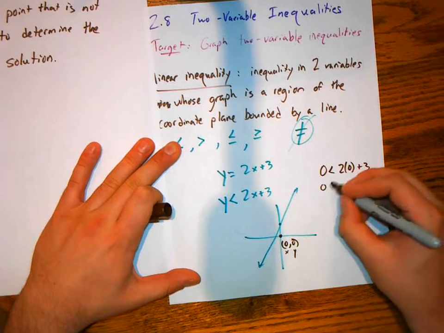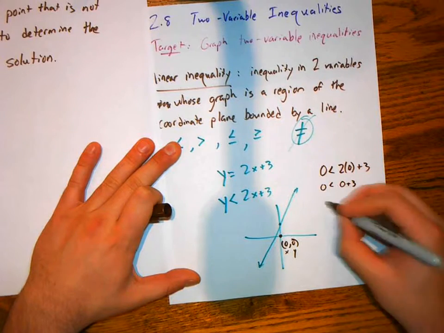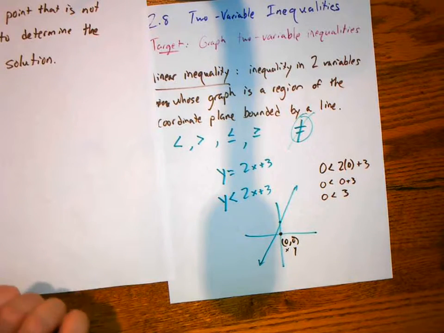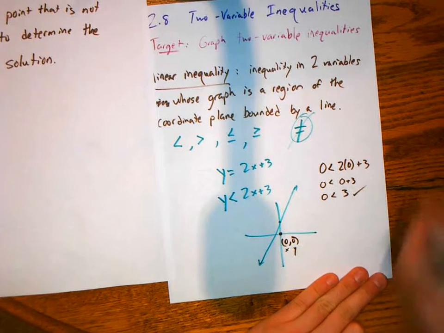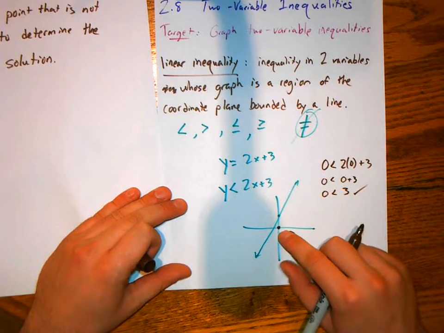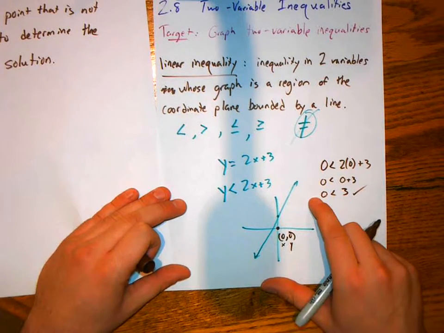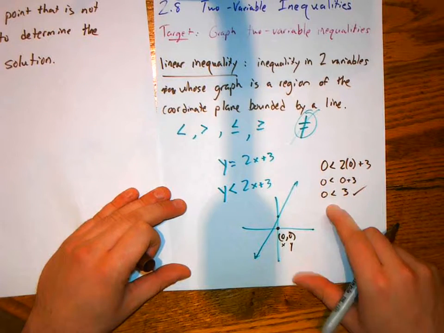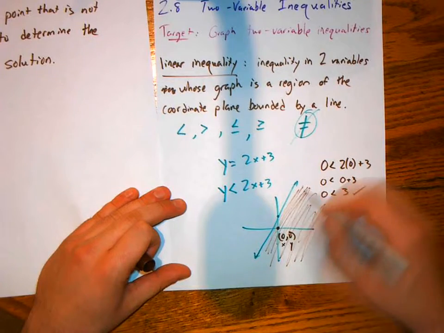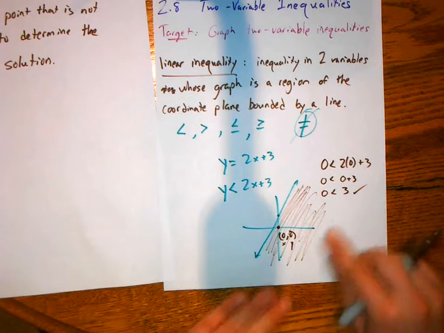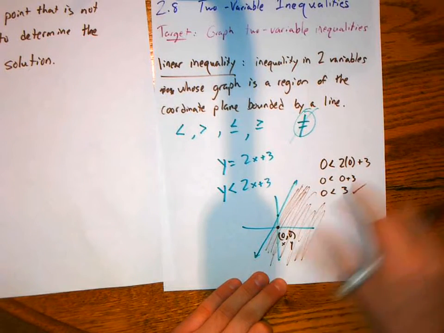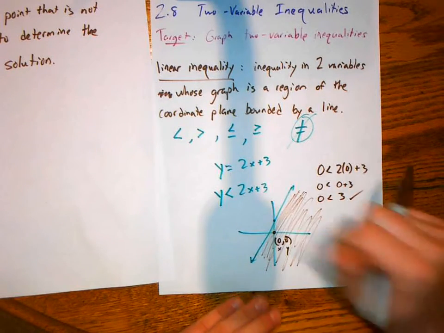2 times 0 is 0. Then I add 3 to 0, and I have 0 is less than 3. Since this statement at the very end is true, that means this test point that I chose, which falls on this side of the line, means this entire side of the graph is a correct solution. That's where I shaded it. If, for example, the side that you picked is false, like if we got 0 is greater than 3, that would be false, so we would shade the other side.